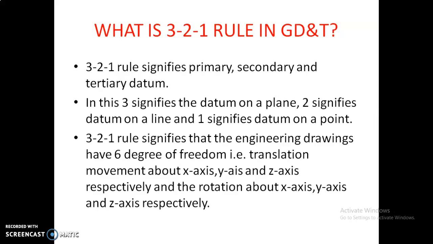What is the 321 rule in GD&T? The 321 rule signifies primary, secondary, and tertiary datum. Datum is a reference from which all measurements are to be taken. The 3 signifies the datum on a plane, 2 signifies the datum on a line, and 1 signifies the datum on a point. 3-2-1 signifies that any engineering part has 6 degrees of freedom, that is movement along the x-axis, y-axis, and z-axis, and rotation about the x-axis, y-axis, and z-axis respectively. So this is the 3-2-1 rule in GD&T.